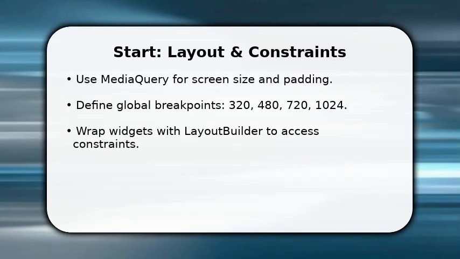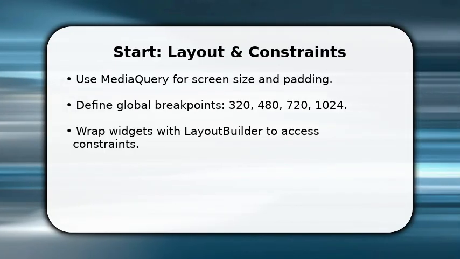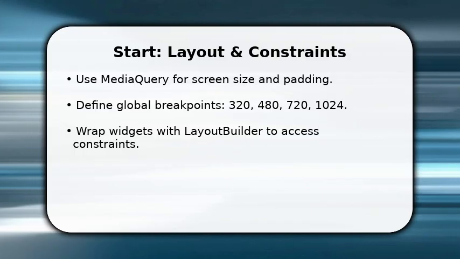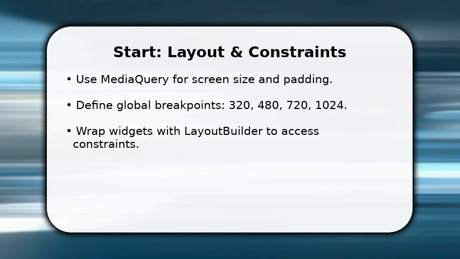You begin by reading screen metrics and constraints. Use Media Query to get width, height, and safe areas, and Layout Builder to inspect available box constraints. Once done, declare a small set of breakpoints, 320, 480, 720, 1024, and centralize them. Then create responsive helpers, size to percent, scale text, and spacing functions that take constraints.